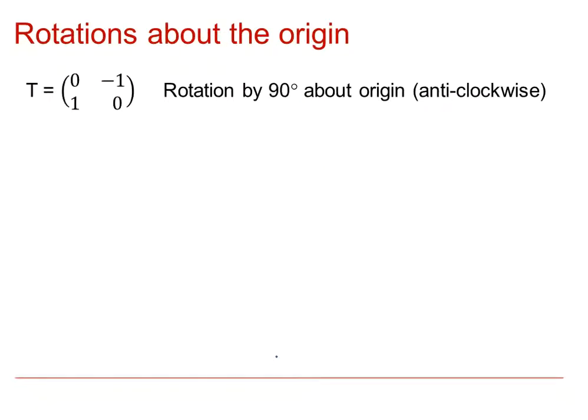So here now T represents a 90-degree rotation anti-clockwise about the origin. So that's a rotation of plus 90 degrees. If we want to find the inverse matrix, then we'd need to find a 90-degree rotation clockwise about the origin. So that's called a rotation of minus 90 degrees.